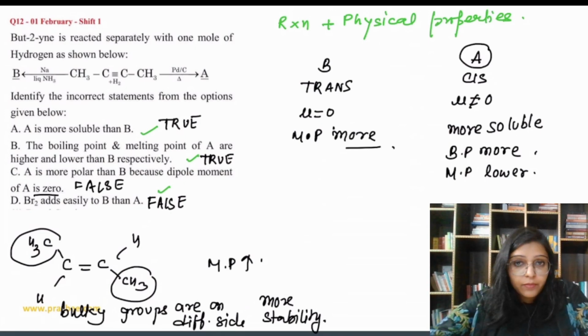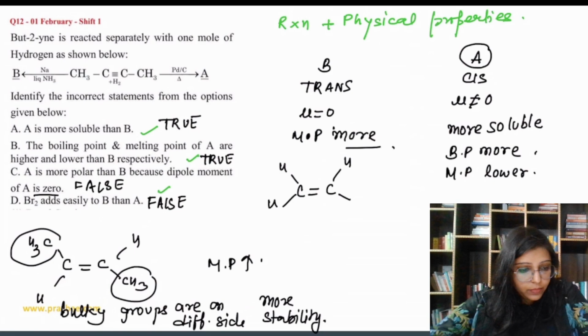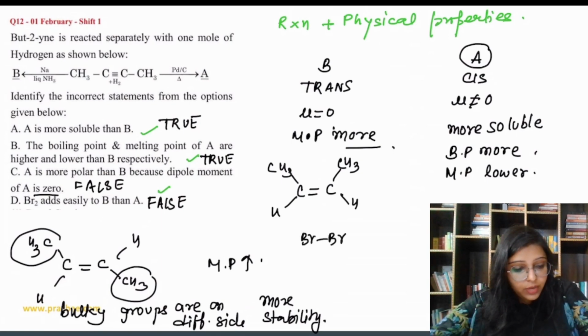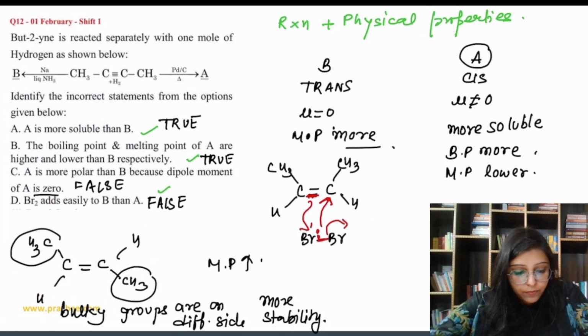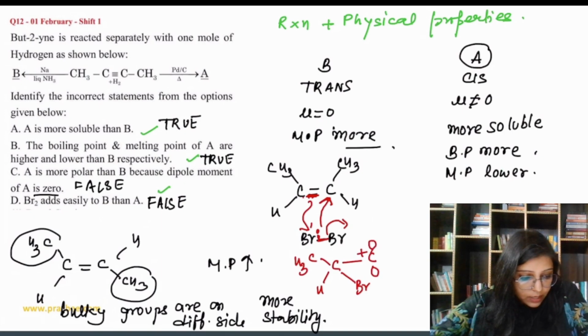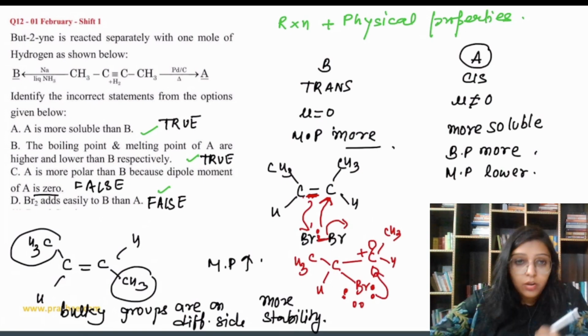Why? See, when Br2 is added across a double bond, right? Suppose this is H, or let me form CH3 here, CH3 here, H here, H here. So when Br2 adds to A, we have bromonium ion formation. This double bond forms a bond with this one, right? Then either it can dissociate, and we have a lone pair. If this carbon forms a bond with this bromine, here we have the generation of a carbocation, and the carbocation has an empty orbital. Bromine has a lone pair. So the lone pair of bromine goes to the empty orbital of this. So we have the bromonium ion structure. So we have this kind of structure.